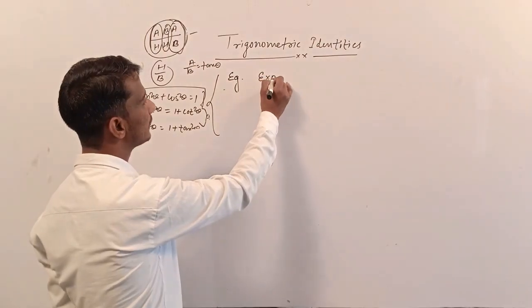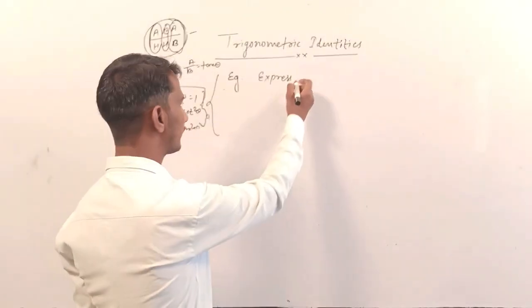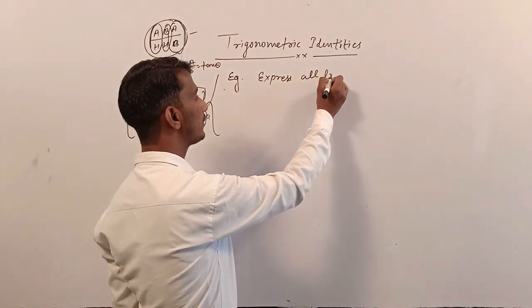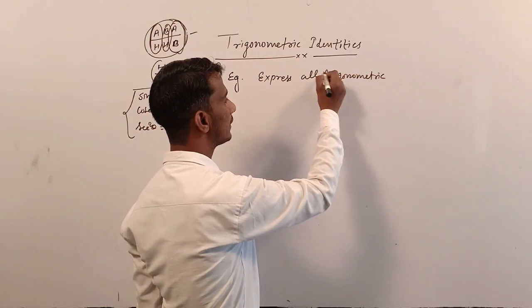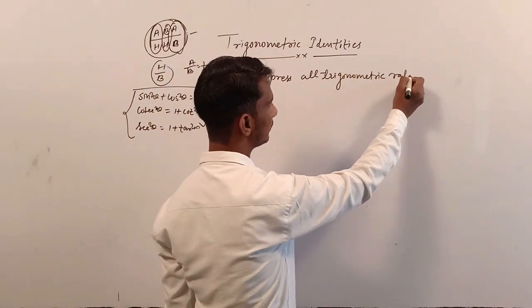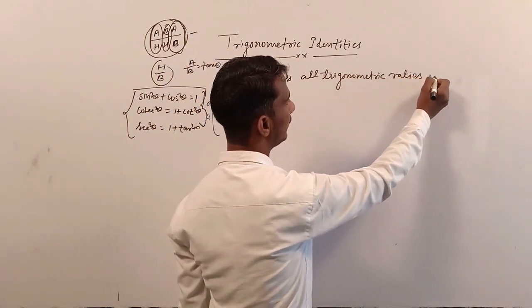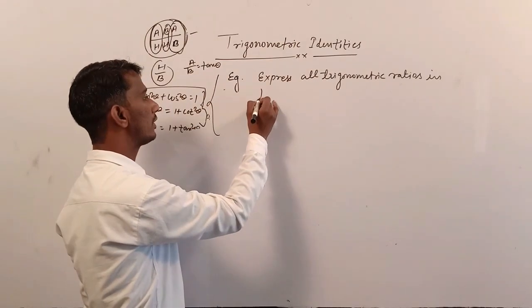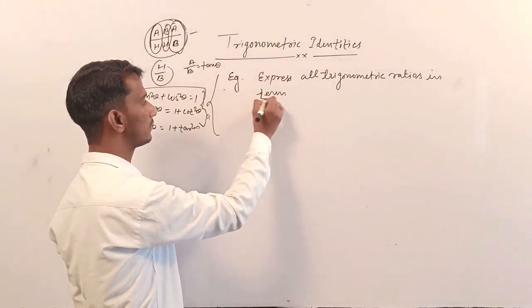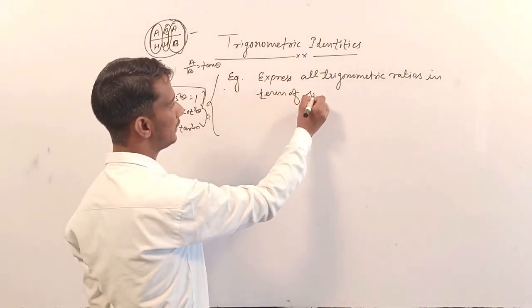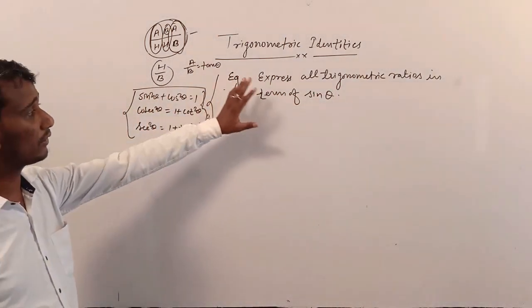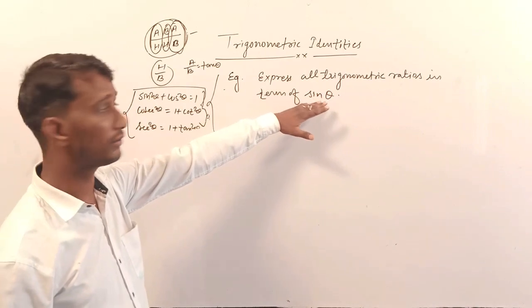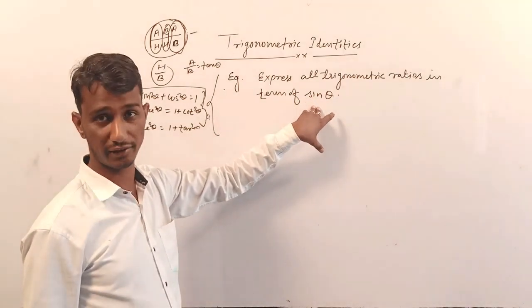Express all trigonometric ratios in terms of sin theta. Means we have to represent the other remaining trigonometric ratios in the form of sin theta.